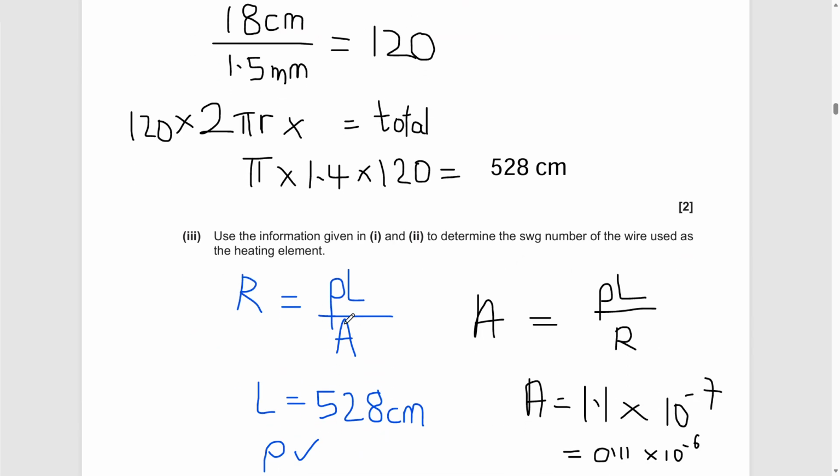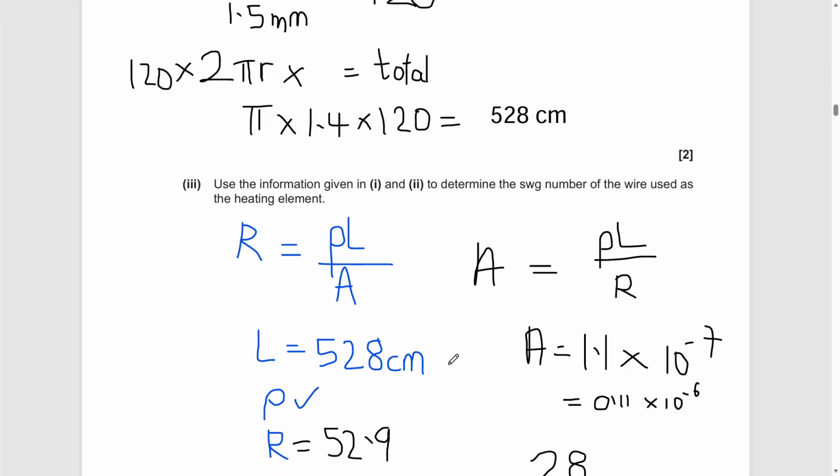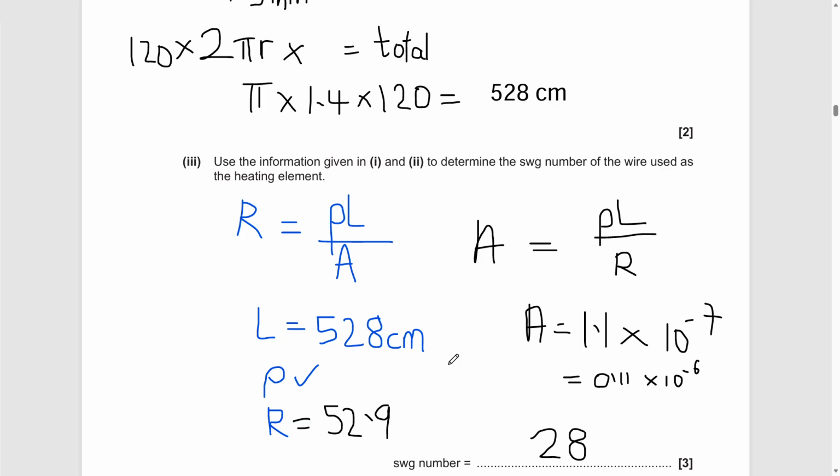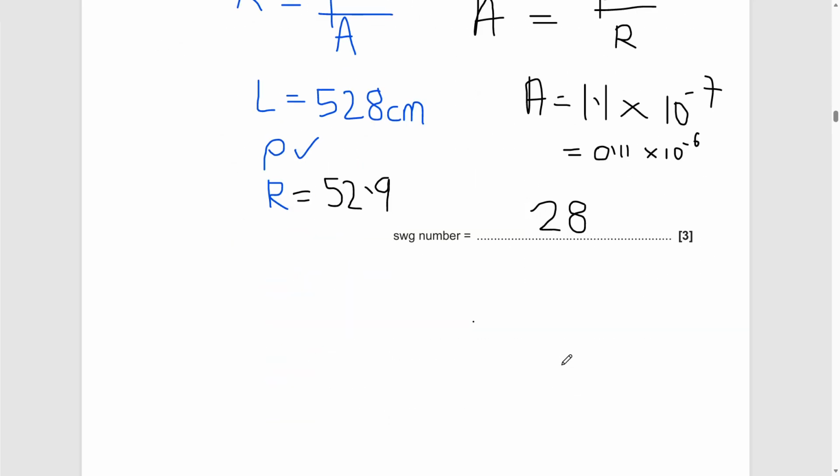This one uses R equals rho L over A. You want to work out A, and just rearranging for A, because you've worked out the length, you've worked out R, and you're given rho, and you want to work out A. You look at the table, once you've worked out A, you get 28.